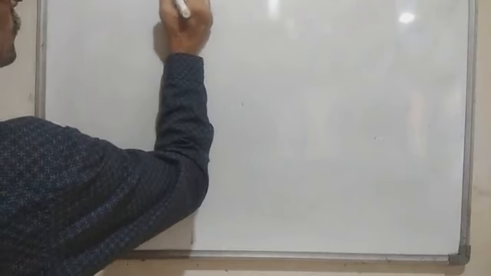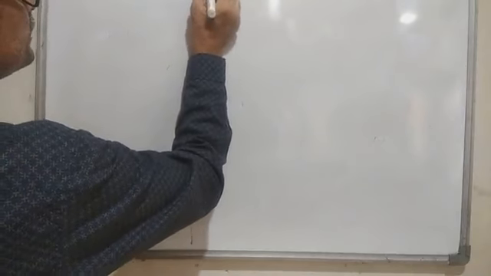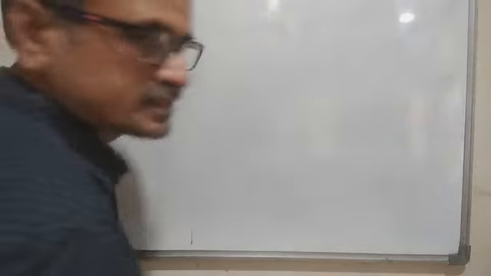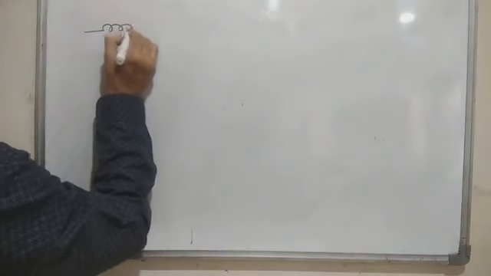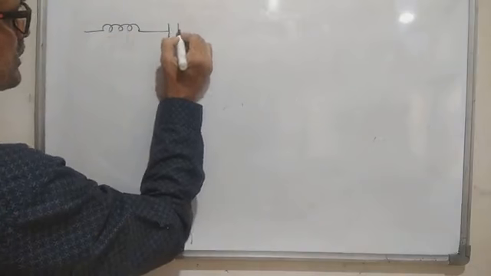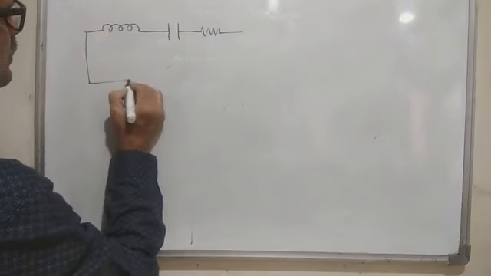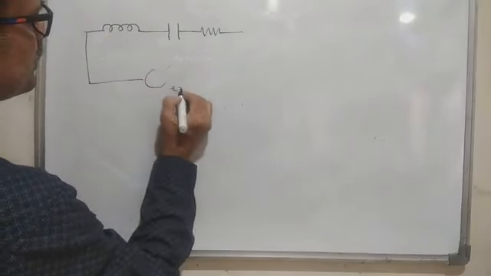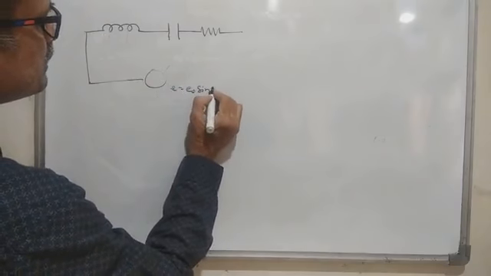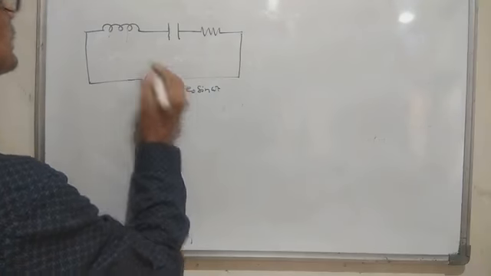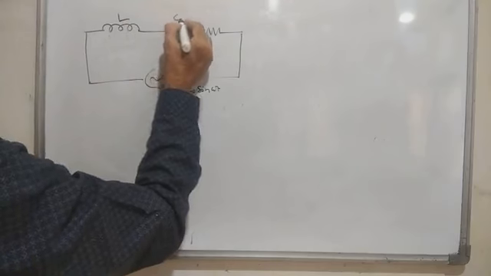So the next topic is AC through LCR circuit. LCR circuit is inductance, capacitance and resistance. So let me draw here. This inductance, capacitor and resistance, and we'll connect the alternating EMF here, E equal to E naught sin omega t. The symbol of alternating source is like this. This one is L, this one is C, this is R.